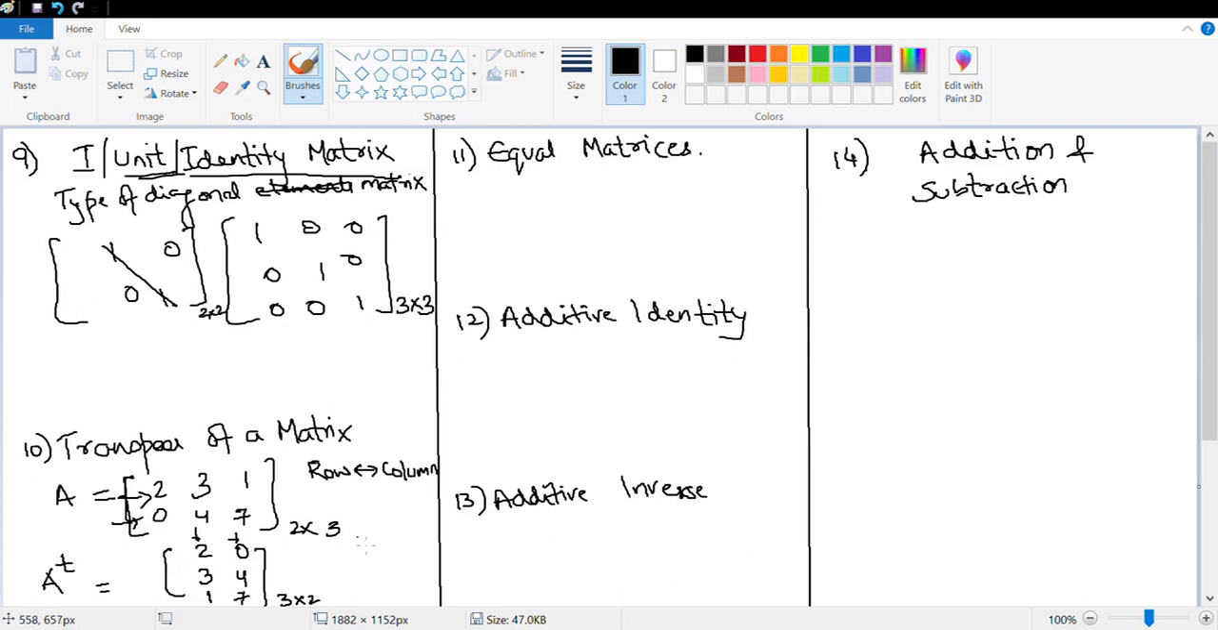Transpose is not in your syllabus this year, so we don't need to worry too much about this, but I just wanted to share the concept with you, which is that the row becomes the column and the column becomes the row.